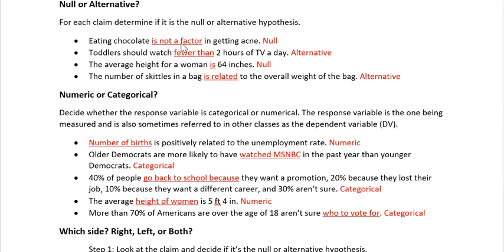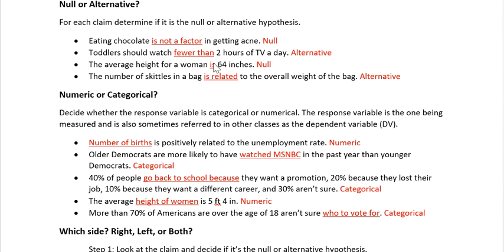So eating chocolate is not a factor in getting acne. And what is the part that you need to be looking at? It's the "is not a factor." And then if you looked at some of the examples that you had from last week in the notes where you had different example words that determined null, alternative, "is not a factor" is in fact a null hypothesis.